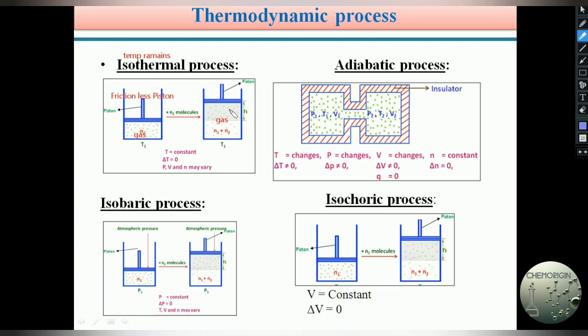And the number of molecules also increased. So initially N1 is there. After expansion, N1 plus N2, the number of gas molecules increases, volume increases, but temperature remains constant. Here it is T1 and here also it is T1. Therefore, in the process, the temperature of the system remains constant, but other variables may vary, that is pressure, volume and chemical composition. So this is the isothermal process.